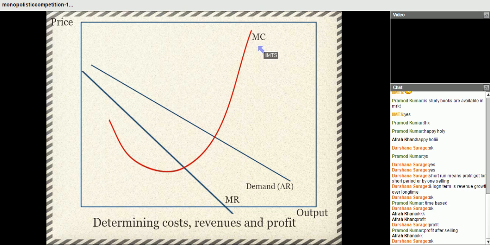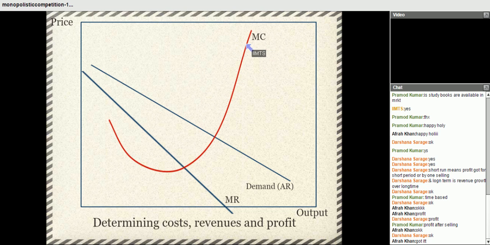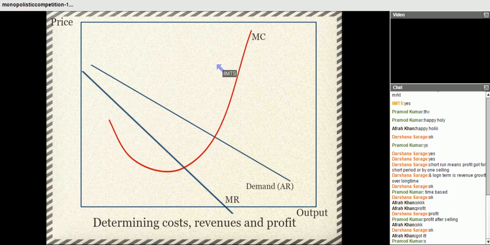Now this is the marginal cost. Marginal cost also means the same, means addition to the total cost. Pramod, are you able to understand this? Okay.